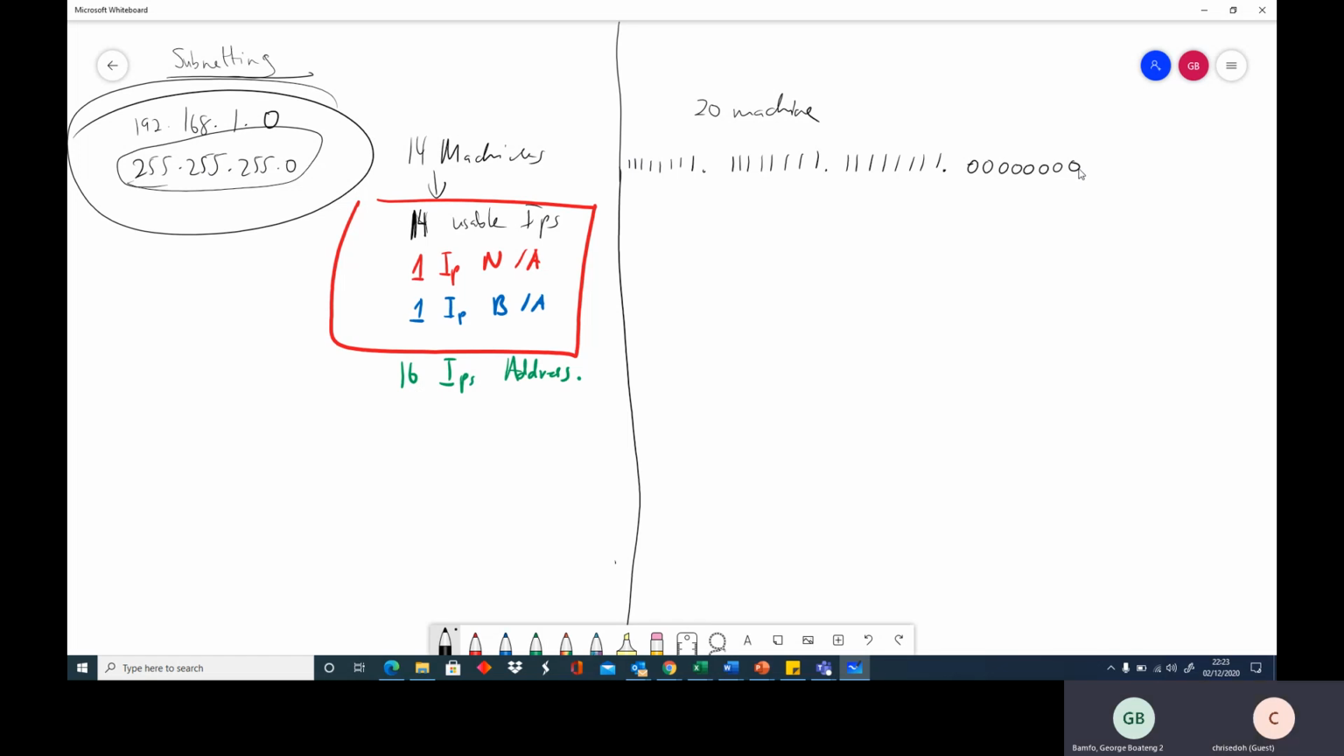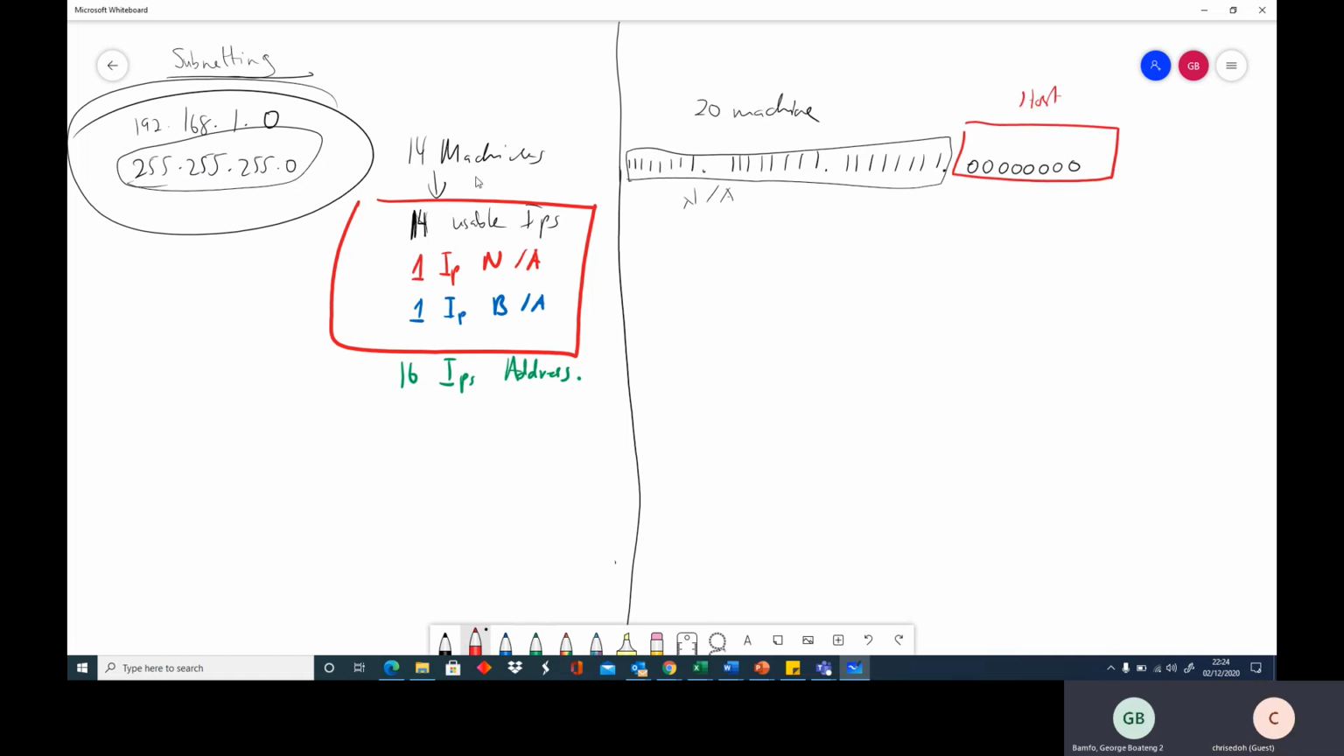Now, this is what we're going to do. This side, yeah? This side, all the ones represent the network side, if you remember. Yes, represent the network side, right? And this side represents which side? The host. The host, yeah.